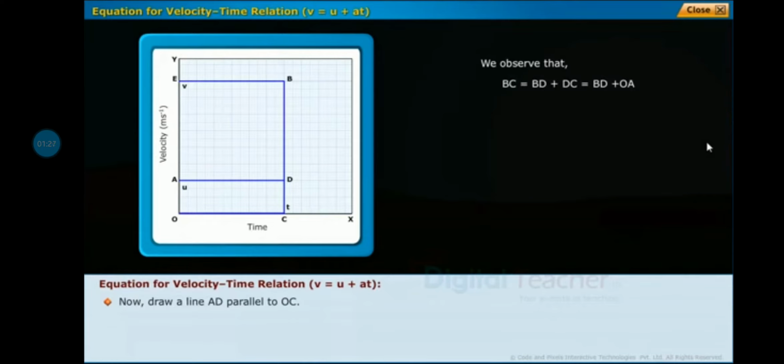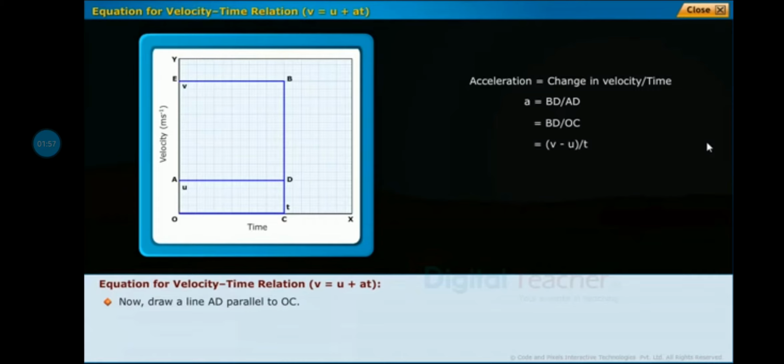We observe that BC is equal to BD plus DC, which is equal to BD plus OA. Substituting BC is equal to v and OA is equal to u, we get v is equal to BD plus u. This implies BD is equal to v minus u. Acceleration is equal to change in velocity by time, as we all know. So a is equal to BD by AD, which is equal to BD by OC, which is equal to v minus u by t. This implies at is equal to v minus u, or v is equal to u plus at.